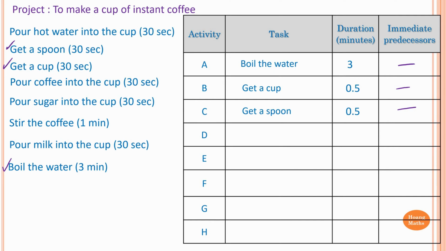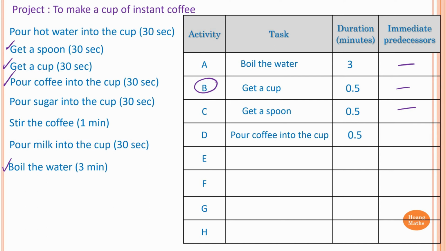After having done these three tasks, I can either pour coffee into the cup or pour sugar into the cup. Either one of these, but I pour coffee into the cup first. It takes 30 seconds for me to do it. The immediate predecessor for this task is activity B. We need to have a cup before we can pour water into the cup.